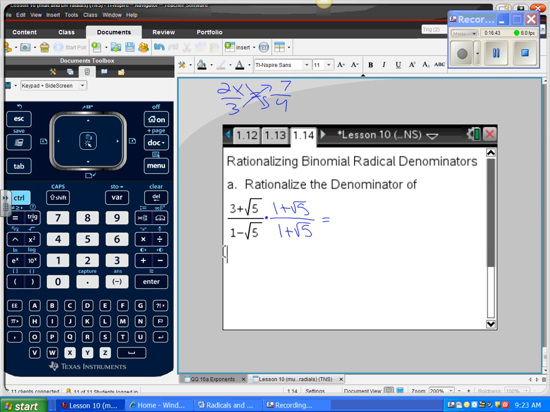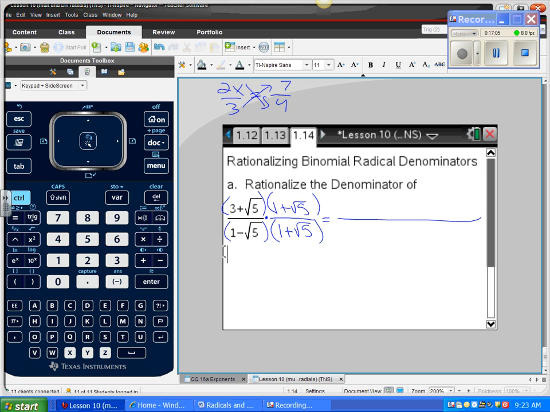FOIL. Got to FOIL. Now, that's the numerator, right? Because this isn't the numerator's conjugate. So you can't just do first and last. You have to do the whole thing. All right? In the denominator, I'm multiplying by the conjugate. So that one I only have to do first and last. Okay? So, numerator.